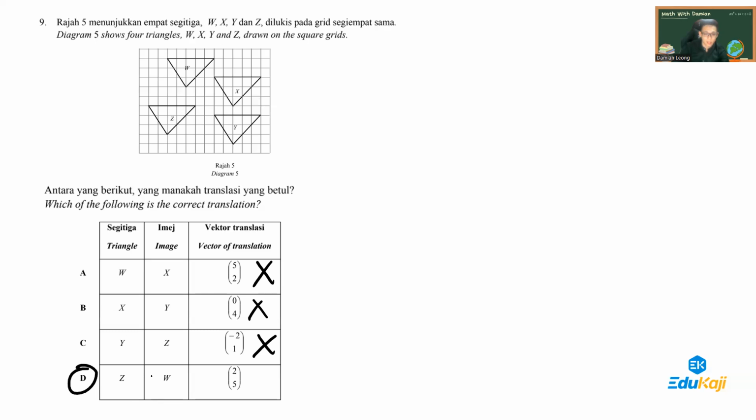So it must be D, Z to W. So it is 1, 2, 2 to the right, 1, 2, 3, 4, 5, 5 up. So 2, 5. So it's correct.